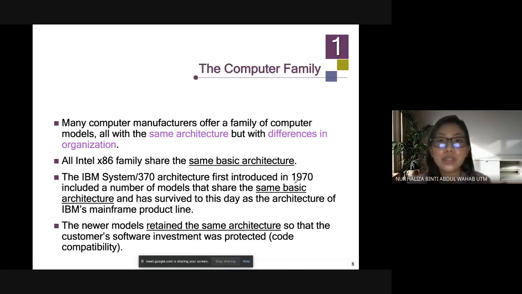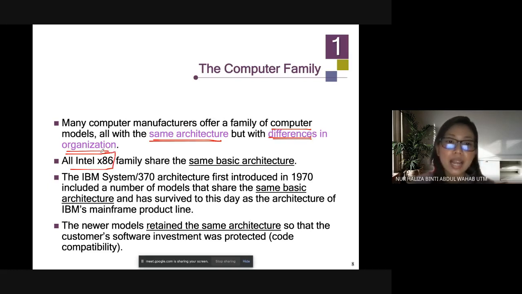Now you will look into the computer family. Many computer manufacturers offer a family of computers. What is a family of computers? Normally you have humans as a family, or maybe animals. But computers also have families. So you need to know what a family of computer models is, which is all the same architecture but different in organization. See, same architecture but different in organization.